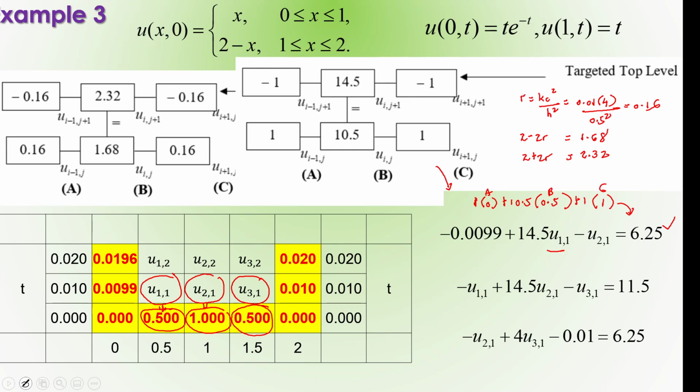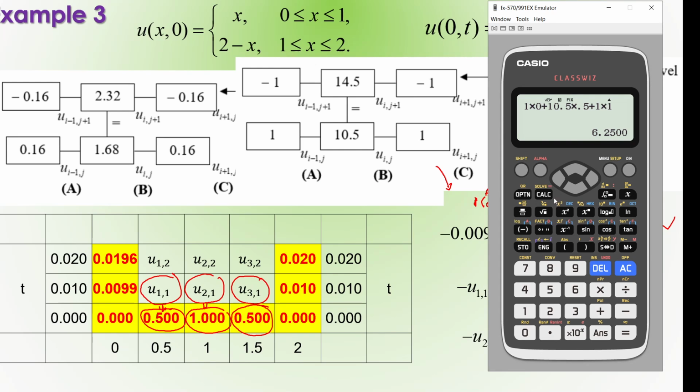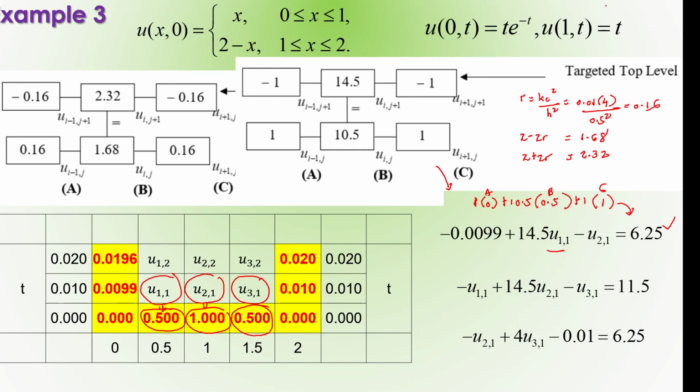So it is well to put it into the calculator. You can put 1 times A plus 10.5 times B plus 1 times C, where A, B, C are left bottom, center bottom, right bottom from your center top targeted cell there. Then you calculate. A is 0.5, B is 1, C is 0.5. So you get 11.5 here.